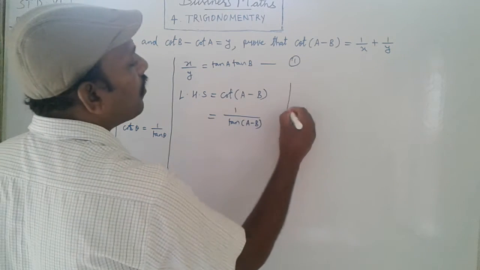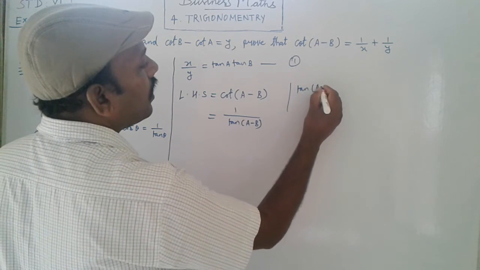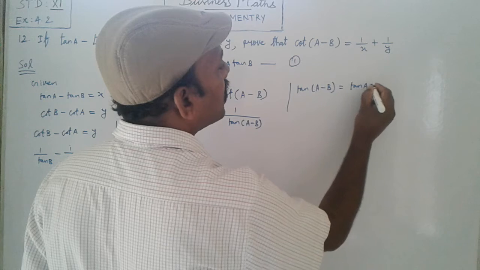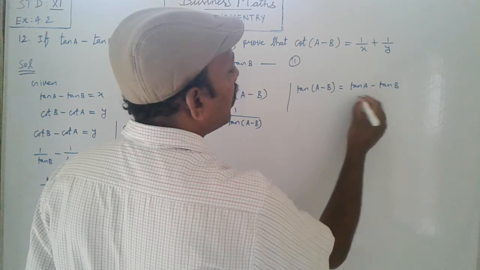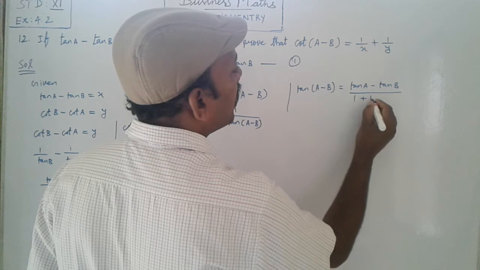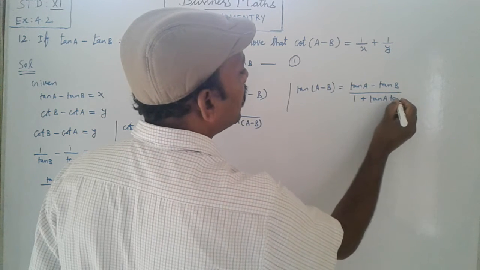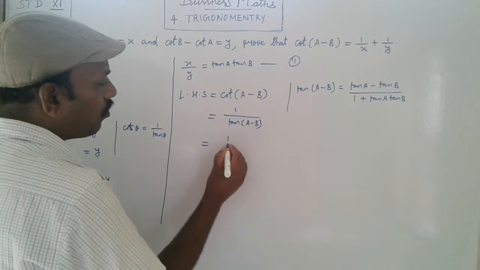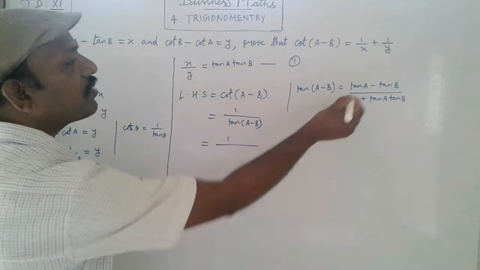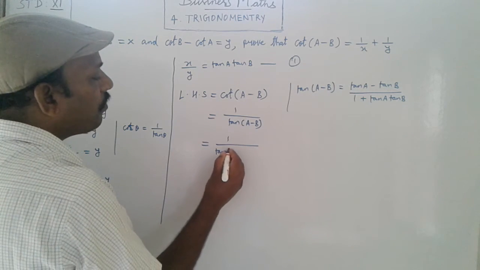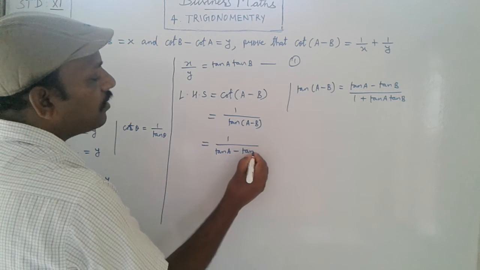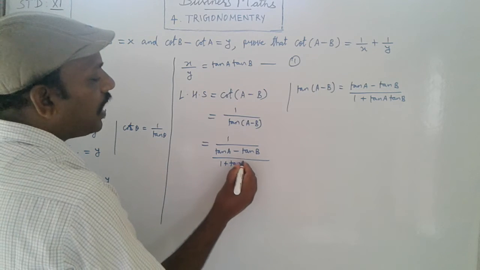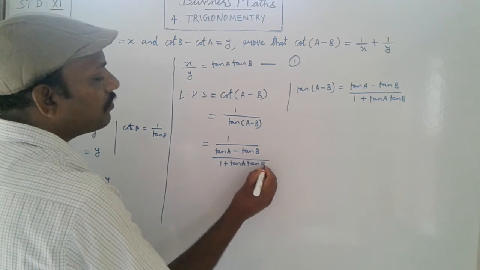Tan(A minus B) formula: we know that tan(A minus B) equal to tan A minus tan B divided by 1 plus tan A tan B is the formula. So we should substitute this formula here. 1 divided by tan(A minus B) is 1 divided by (tan A minus tan B divided by 1 plus tan A into tan B).